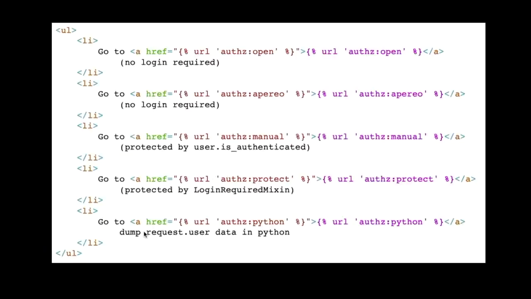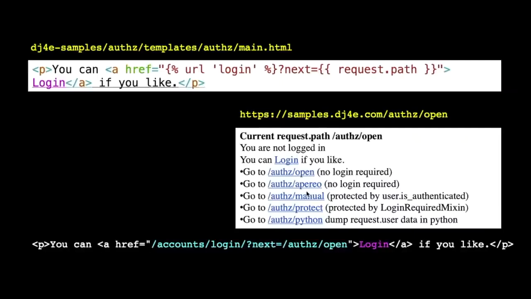And so here's a bunch of connections to this thing, and here's all my links. I have some no-login-required pages just to play around, and then I have one that's protected by hand in Python, and then one that's required by a login mixin, and then I dump all that data, and I think I showed you that one already. So here is one of them, right? I showed that. That's what this all looks like.